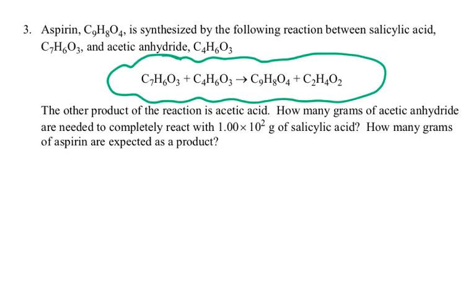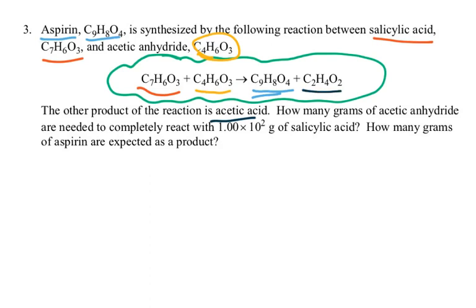First thing you need to do, when you read a problem, you look and you say aspirin. It says C9H8O4. So this one is aspirin, okay? It's synthesized by the following reaction between salicylic acid, and then it tells you what that one is. So identify what everything is, okay? So that's salicylic acid, or however you say it, doesn't matter. And acetic anhydride, okay? And then it says the other product of the reaction is acetic acid, which would be this one, right? So that would be the other product.